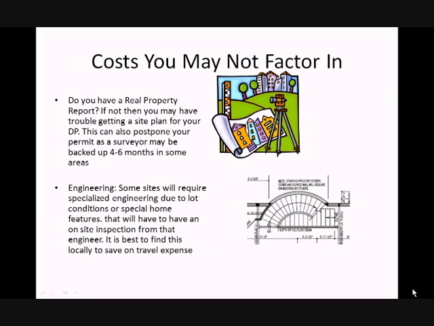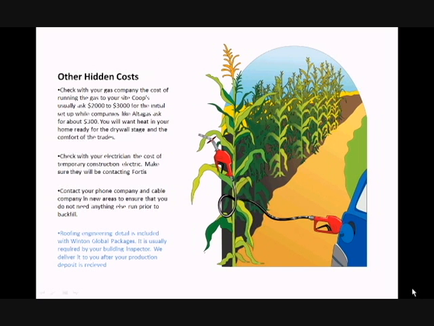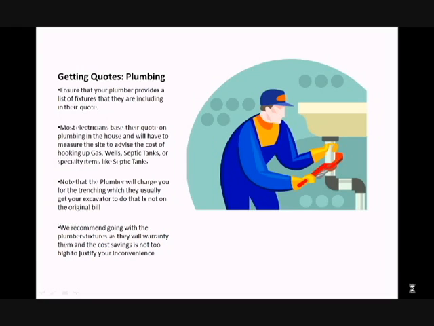You want to get a real property report if required, if you don't already have one, and some engineering might be required on site if you have special conditions like you're on a floodplain. Other hidden costs are fuel costs for heating the home during construction. You do need to have it well heated for the drywall phase and also for the flooring phase in some cases. To get a plumbing quote, all you have to do is provide your blueprint.